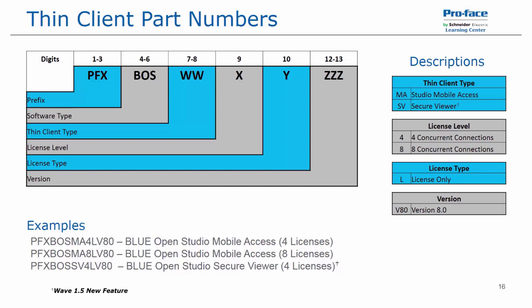For example, the top one is 4 licenses for the Studio Mobile Access or SMA. And then we have the same SMA, but with 8. And the very bottom one is for Secure Viewer, 4 licenses.